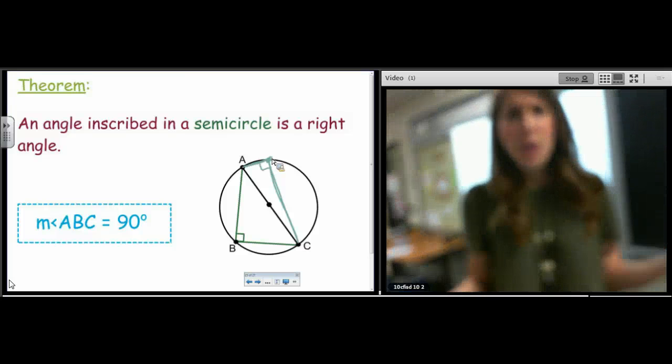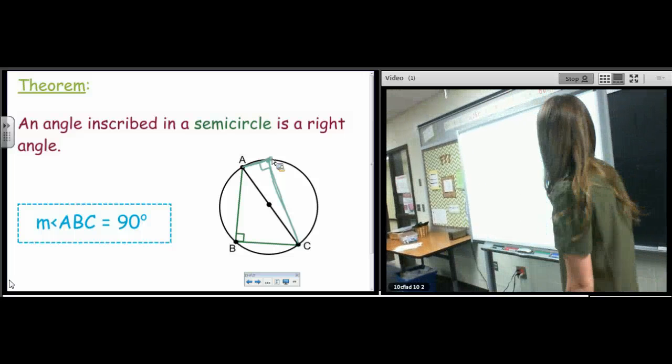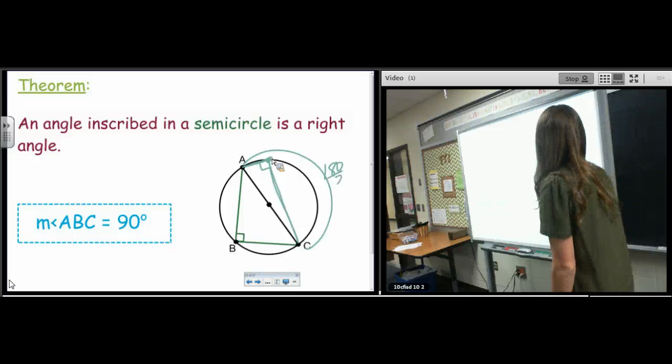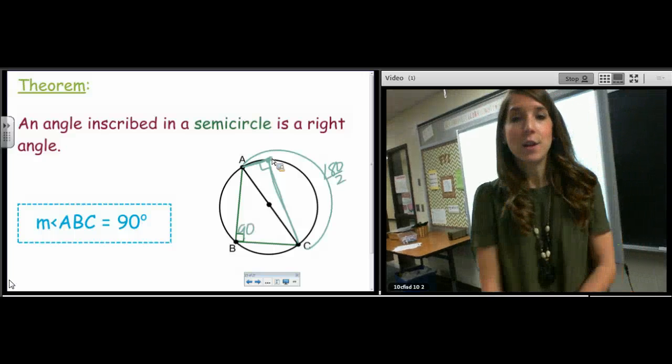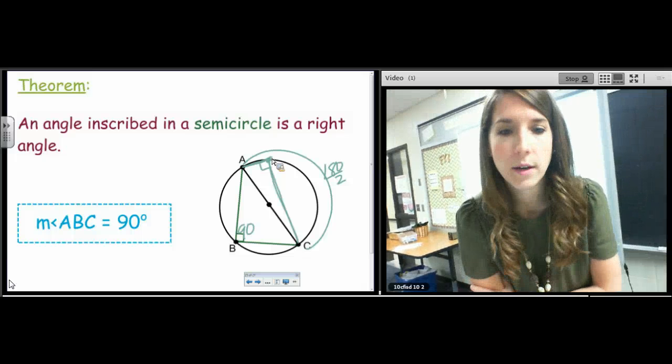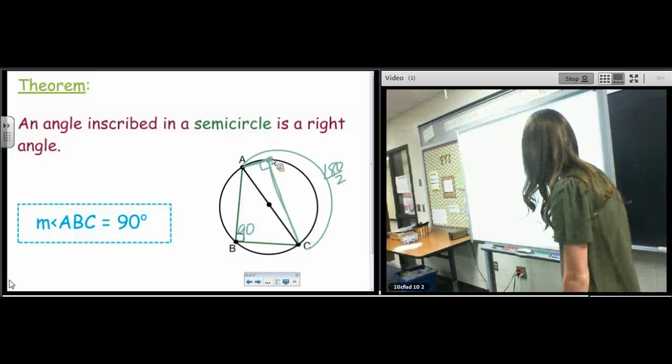And why is that true? Because that angle is opening up to 180. What's 180 divided by 2? Every time it's 90. So if an angle intercepts a semicircle, it's always a right angle.